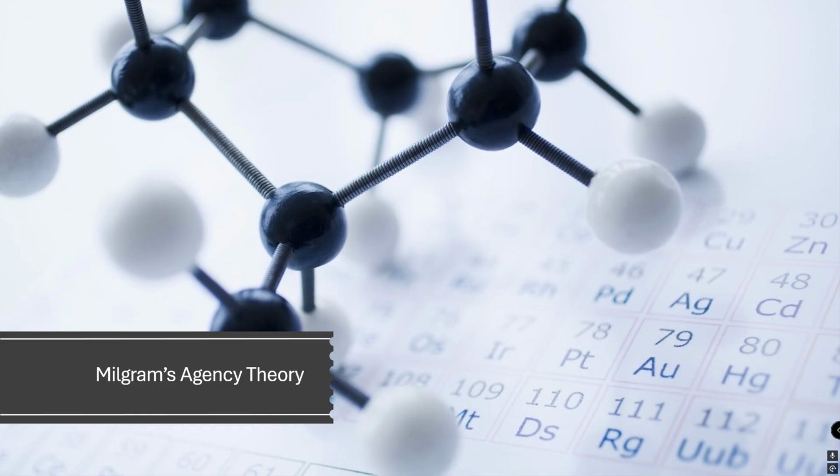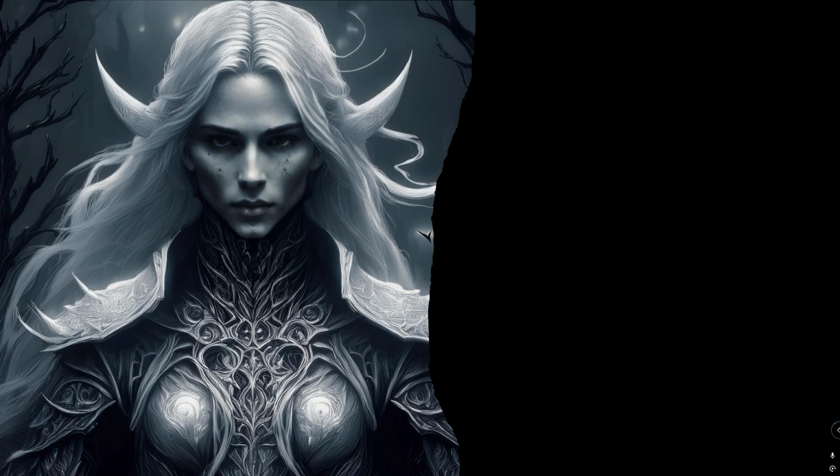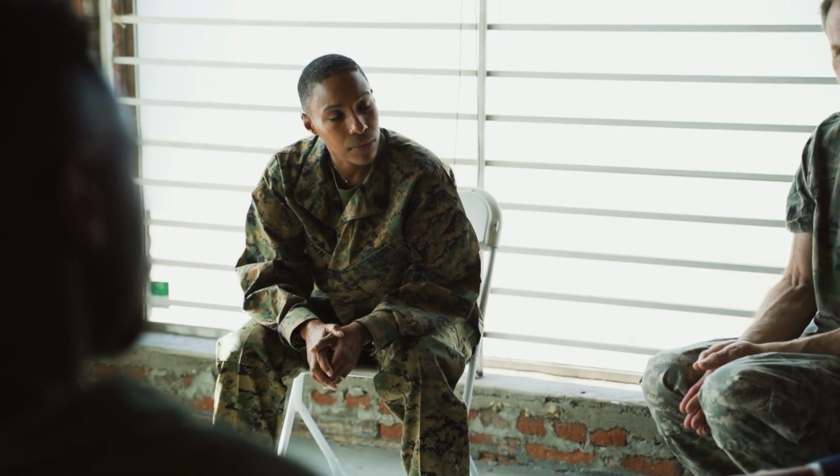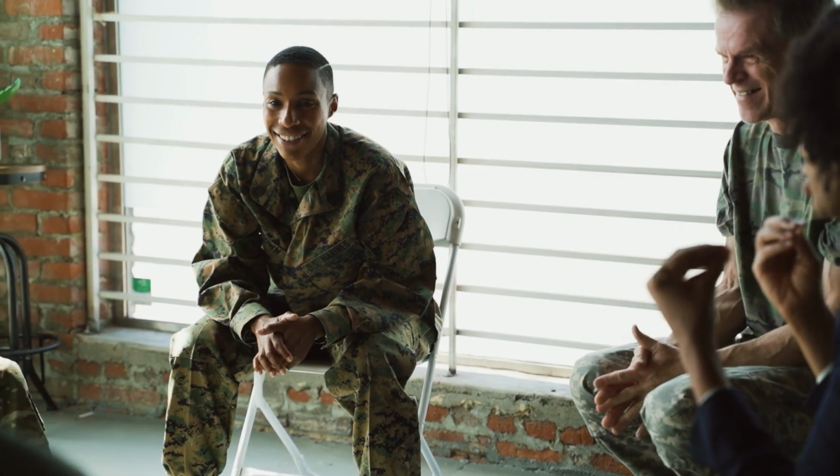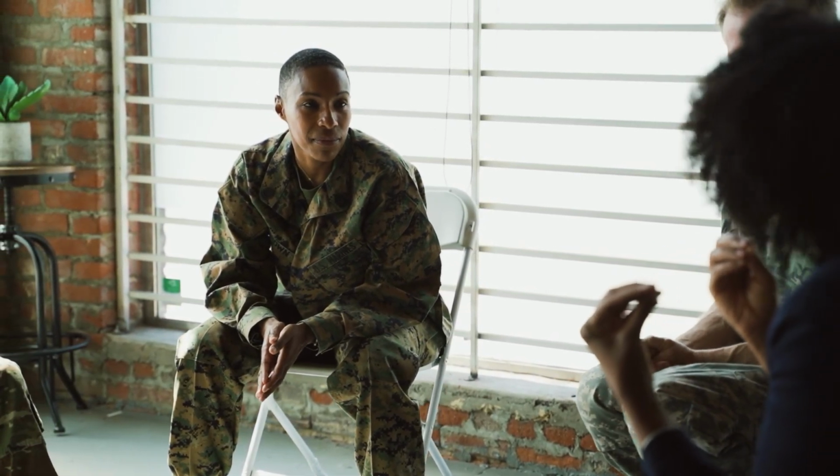Now let's look at Milgram's agency theory. Milgram's agency theory is a psychological explanation for why people obey authority, even when it goes against their morals. It was proposed after his famous obedience experiment in the 1960s, what we just looked at.